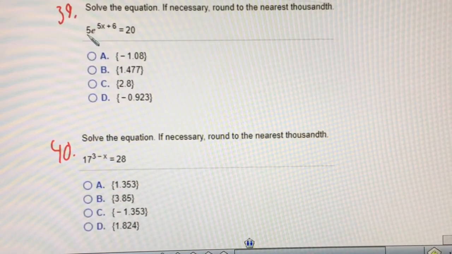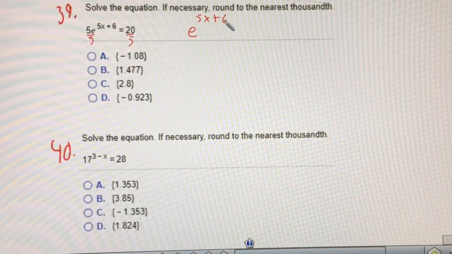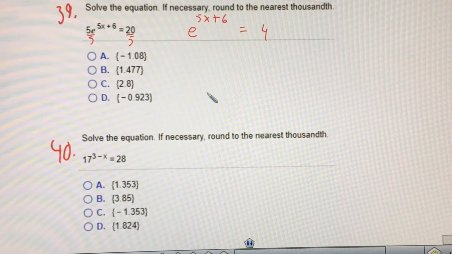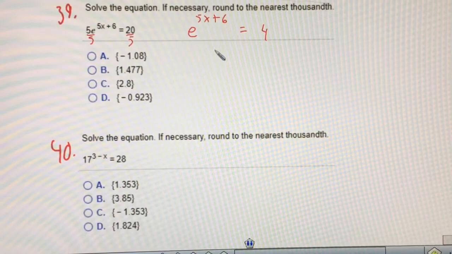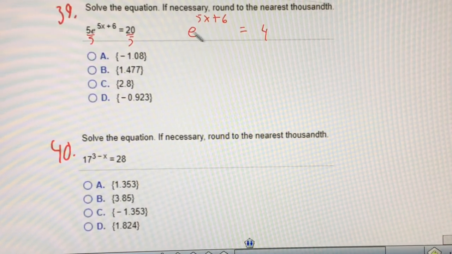All right, in order to solve this, first thing I'm going to do is divide both sides by 5, and that's going to give me e to the 5x plus 6 equals 4. To solve an e problem, to eliminate that, there's two ways I can do this. I can type this right in just like it looks into my calculator, which most people prefer, or I can start to use logarithms to solve it. I'm going to go with the calculator key in method.